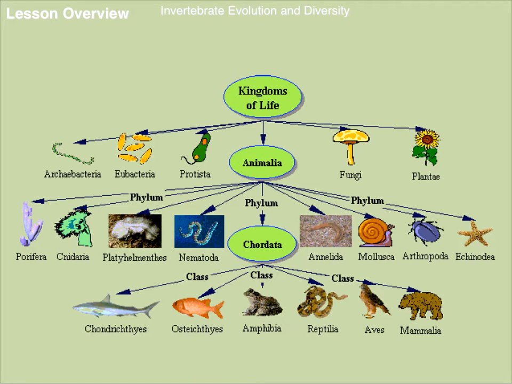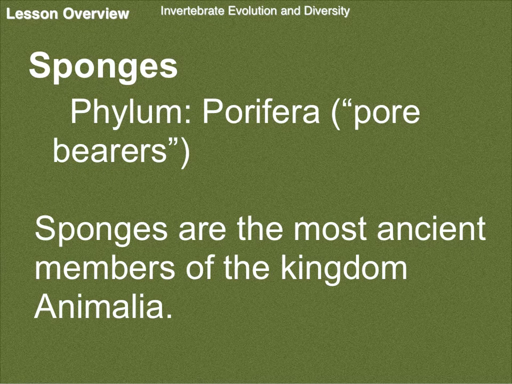Again, we looked at this yesterday. The kingdoms, all the different phyla under kingdom Animalia. And today we're going to focus mainly on Porifera and Cnidaria. Okay? Sponges. This is from the phylum Porifera, meaning pore bearers.